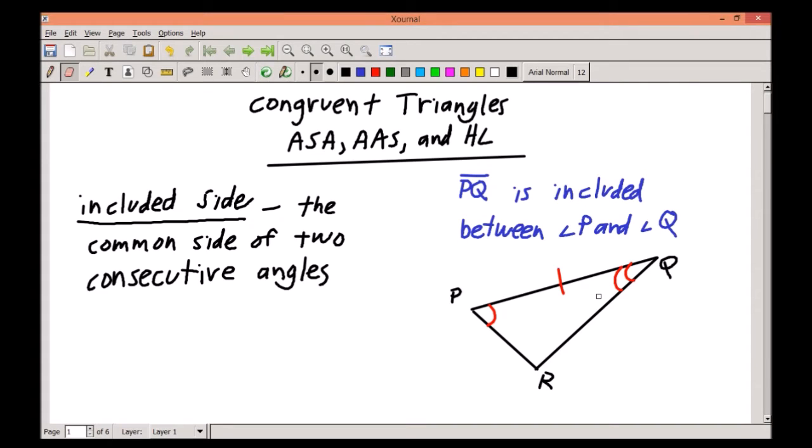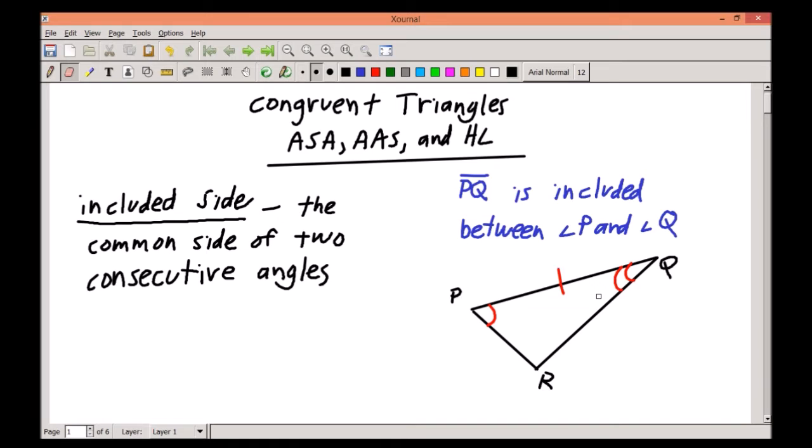Okay, welcome back everybody to Proving Triangles Congruent. Today we're going to learn 3 new techniques to prove 2 triangles congruent. We already know 2 from the previous video. The previous 2 were SSS, or side, side, side, and SAS, side, angle, side. And so we're going to learn 3 new ones today.